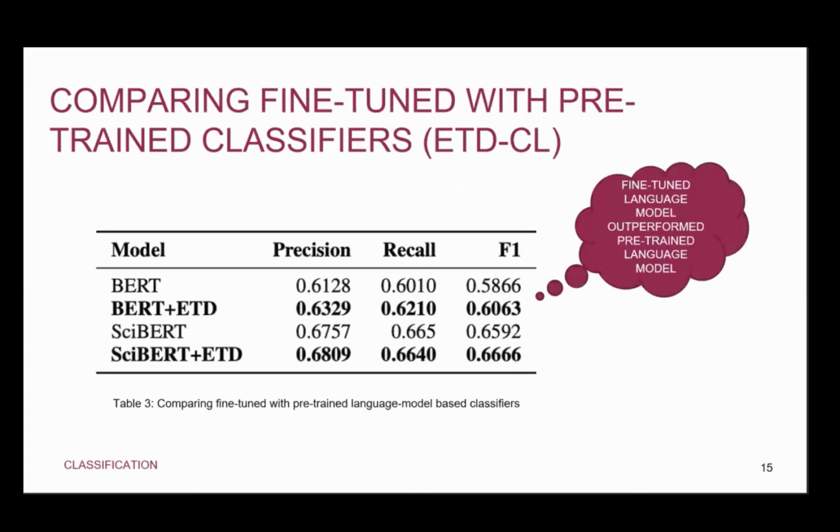In this experiment, we are comparing the fine-tuned with pre-trained classifiers on the ETDCL dataset. We do see that, again, consistent with the last set of F1, precision, recall that I showed, the fine-tuned counterparts for all the language model-based classifiers outperform their pre-trained counterparts. And thus, we realize that augmenting language models with data from your particular specialized corpus does help us with classification.